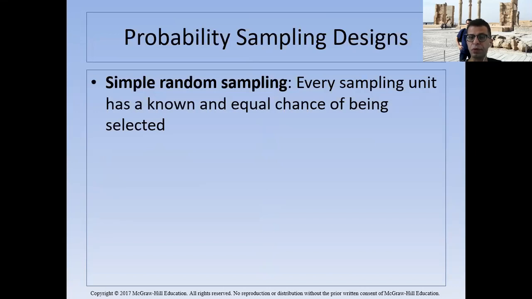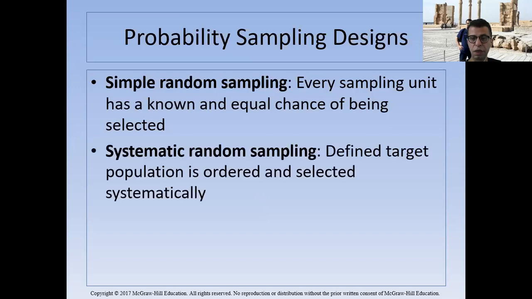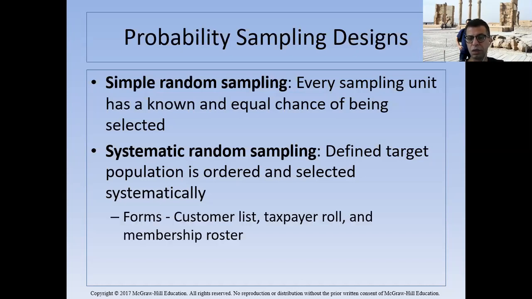Simple random sampling is where every sampling unit has a known and adequate chance of being selected, as we said. Systematic random sampling is where, once we group them, we select in a certain way, for example every fifth person from the white people, every fifth person from the black people, and so on. That's what we call systematic random sampling. Or you look at forms from your customers and select every fifth person to answer your questions.